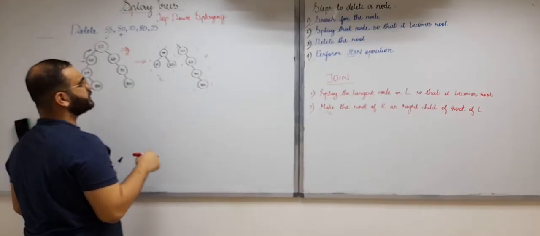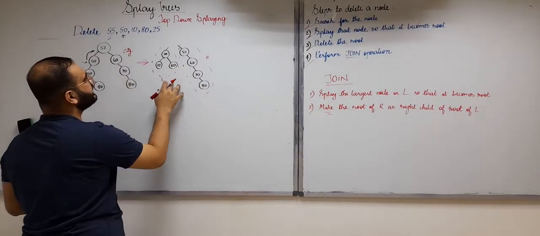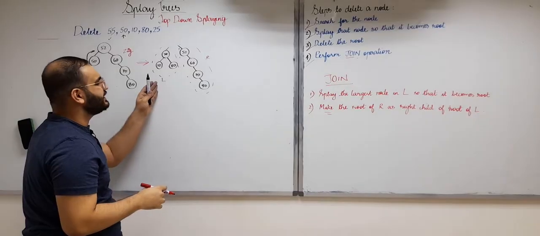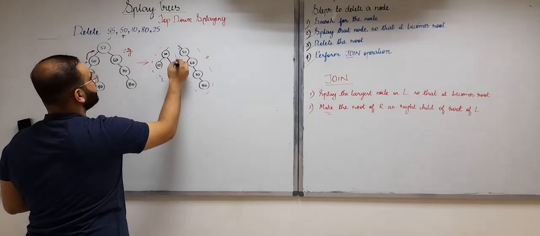So in the next step, what do we do? We perform the join operation, and in the join operation, what we do is splay the largest node in the left subtree. So which is the largest node in the left subtree? It is 40. So we have to splay it.